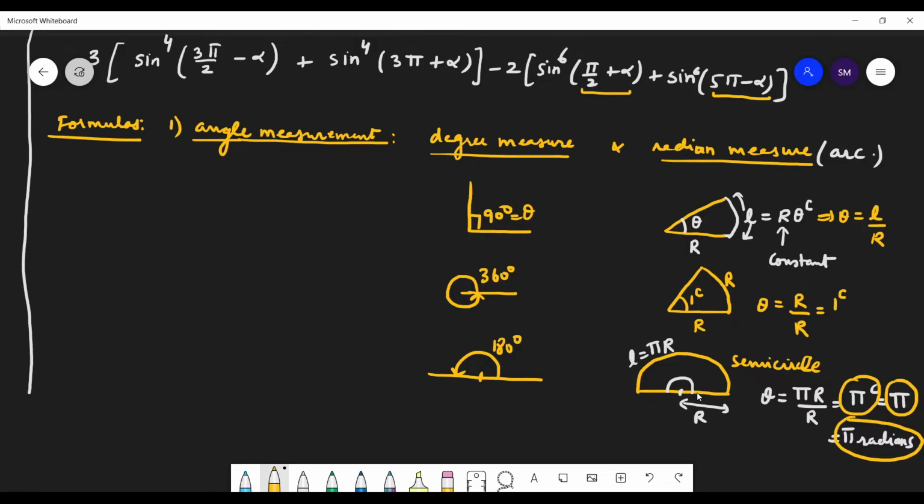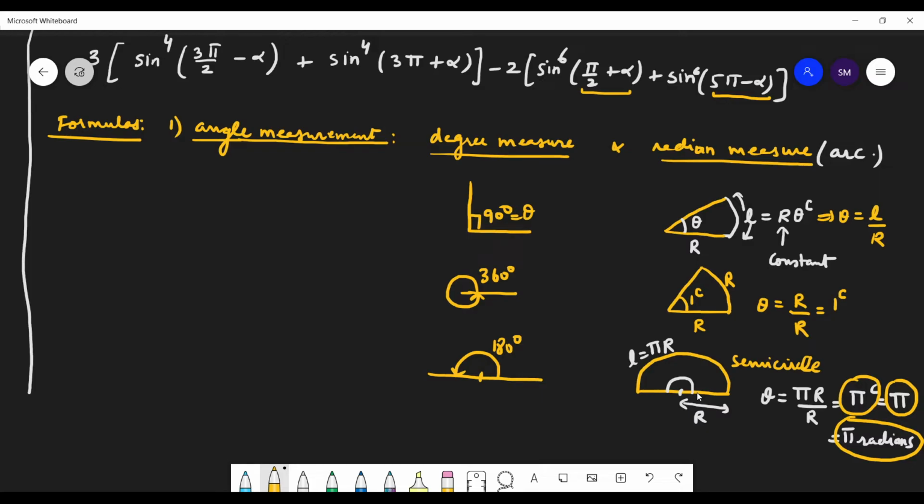Now what is the relation? Here I have written pi radian, this angle is pi. So it means 180 degrees is equal to pi radian. If you multiply both sides by 2, you get 360 degrees is equal to 2 pi. If you divide both sides by 2, you get 90 degrees is equal to pi by 2. Okay, students? Yes, sir. Clear.